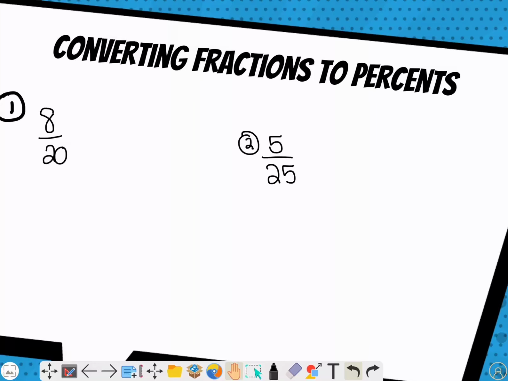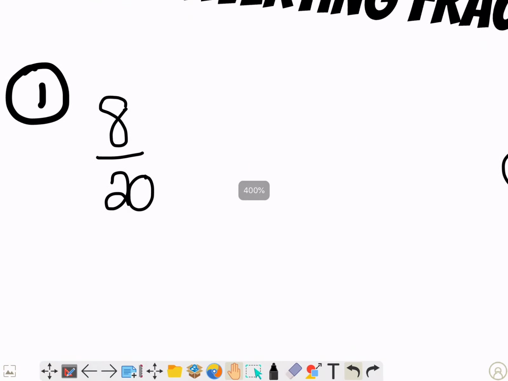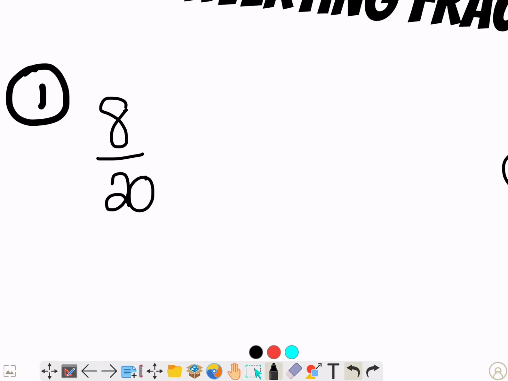Okay, we're going to talk about converting fractions to percents. It's going to be a two-step thing. You're going to have to figure out the fraction to decimal and then convert it to a percent. If you watched my previous video on fractions and decimals, remember that this number goes inside the house while this number goes outside the house. And think about this, you're going to end up with something smaller than 1.